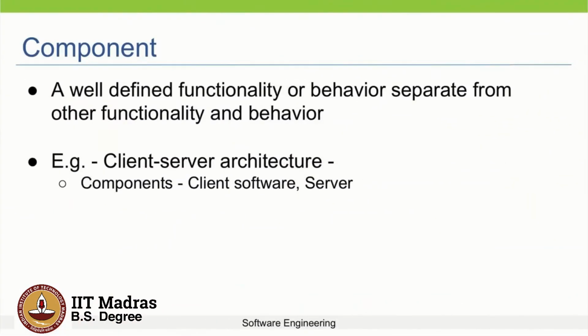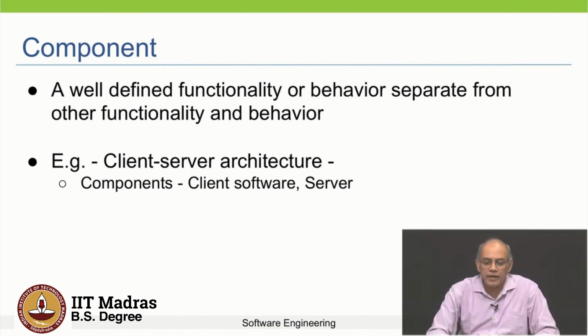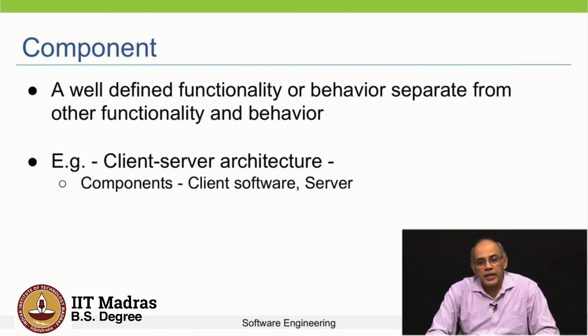Now, let us examine the common aspects in the different architectural styles that we saw earlier. What is similar? One important aspect of these styles is the notion of a component. Recall from the first week that we said that a software is divided into components. A component is nothing but some well defined functionality or behavior separate from other functionality and behavior.